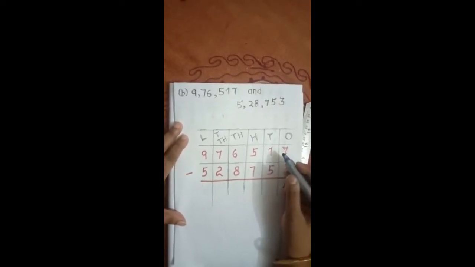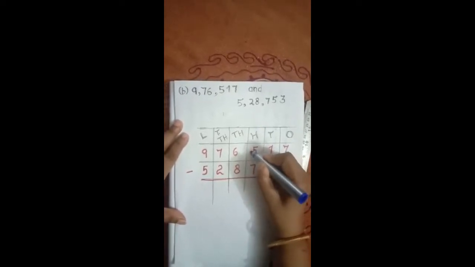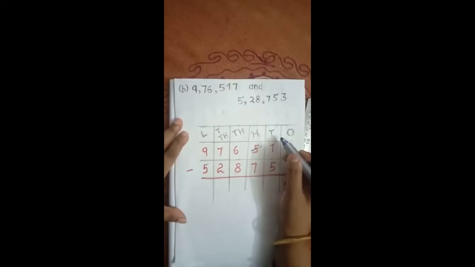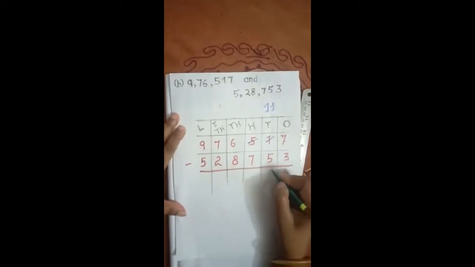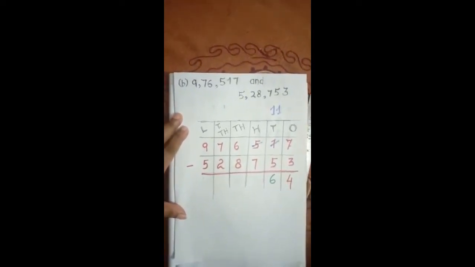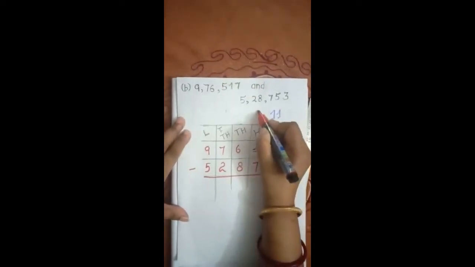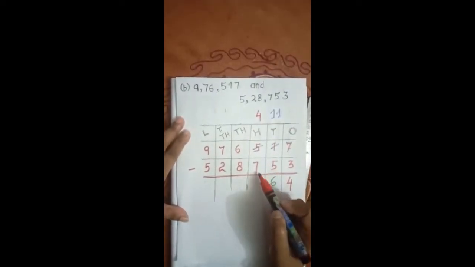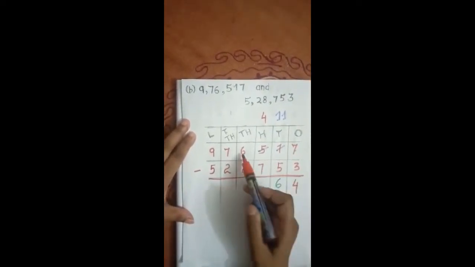It is not possible, so we have to borrow from the hundreds column. We borrow 100 from 500. So 100 is converted into 10 tens and it is added with 1 ten, it will become 11 tens. Now we subtract 5 tens from 11 tens, we get 6 tens. So we put down 6 in the tens column. Now come to the hundreds column, we borrowed 100 from 500, so 500 will be reduced to 400. Now we subtract 700 from 400. It is not possible, so we borrow from 1000.